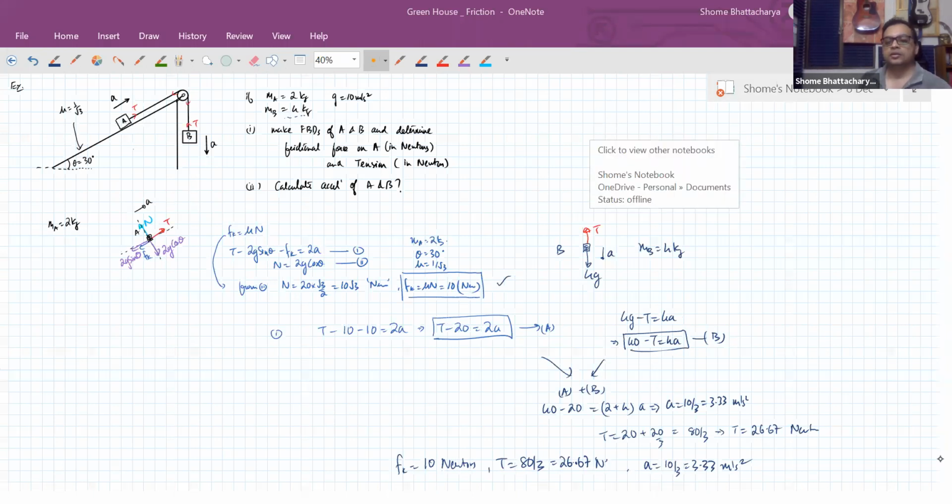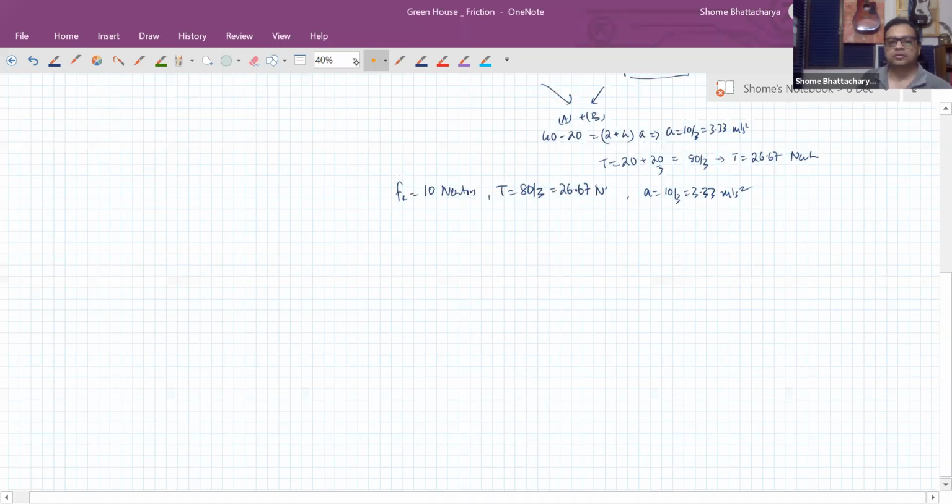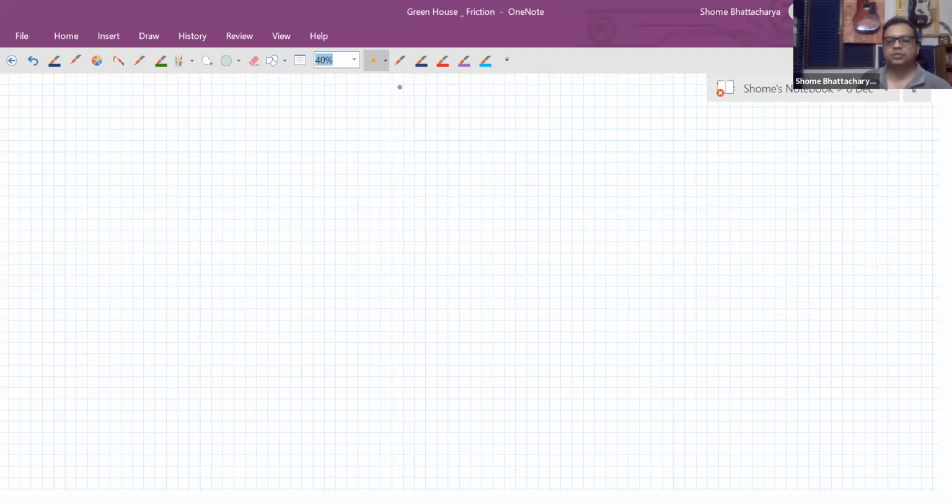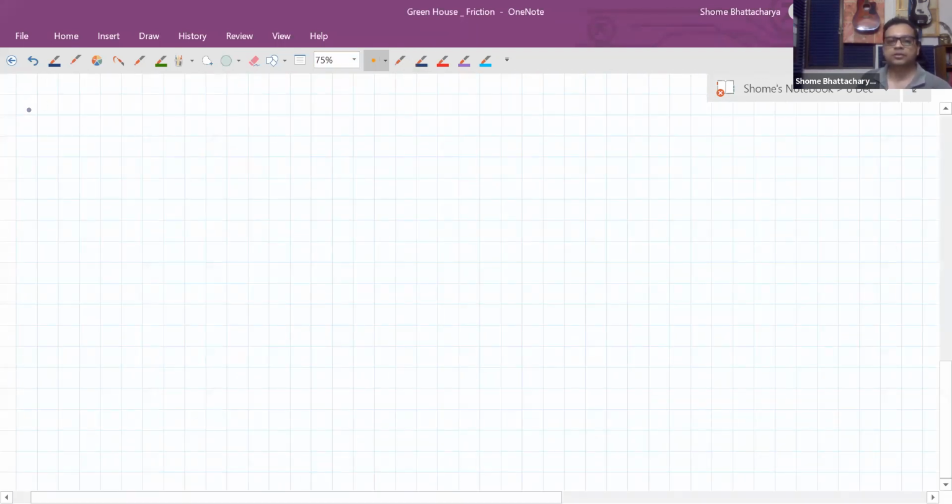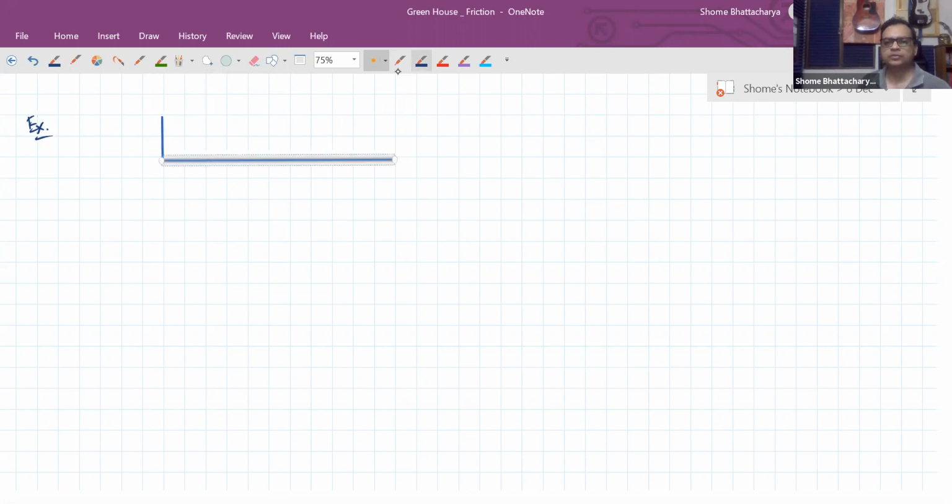Okay, very good. Now we will do a sort of a revision question, going back to a bit of Newton's laws application. We'll come back to all this friction and all later. Okay, or actually we can include friction also, no problem.